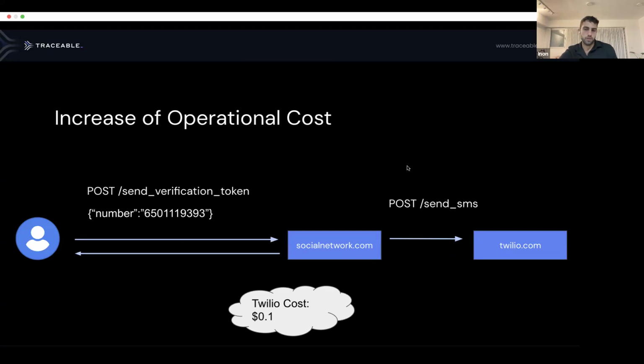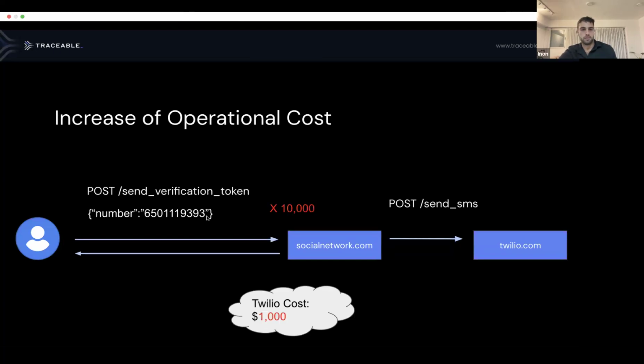But Twilio also needs to make money. So they charge the social network some money, let's say 10 cents, which is not a lot, for each SMS that they send for the users of the social network. So this is okay, right? It's not a big deal.